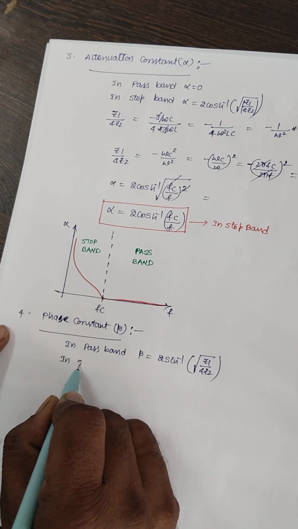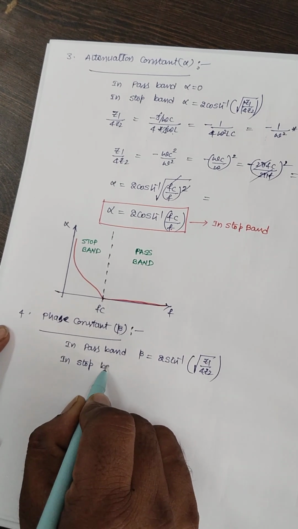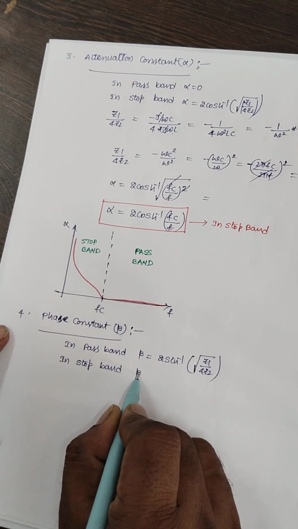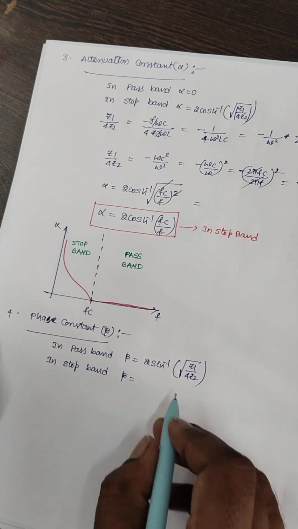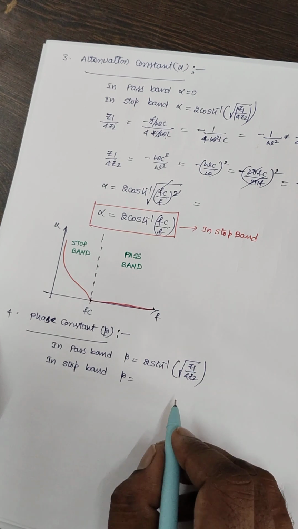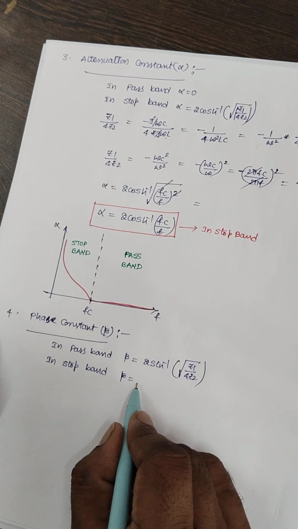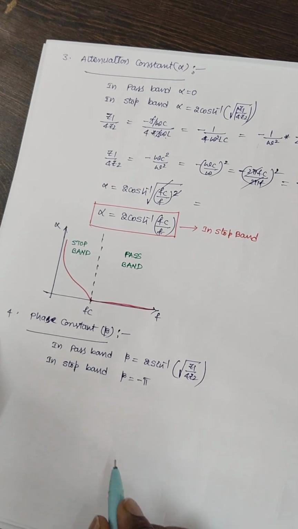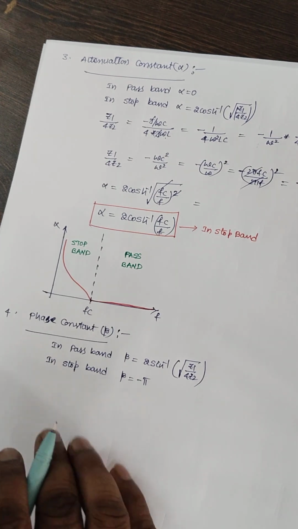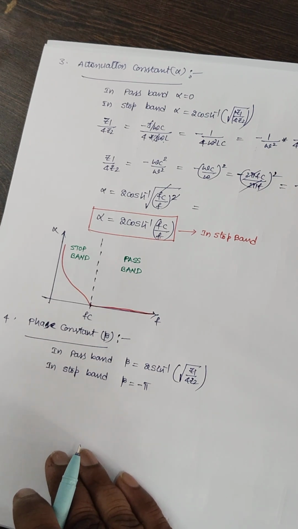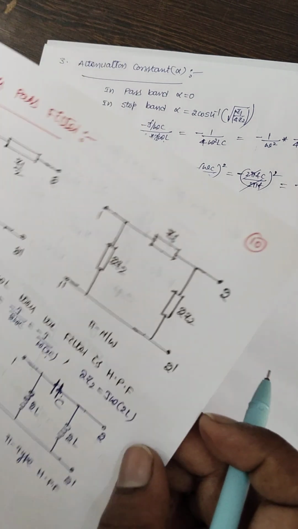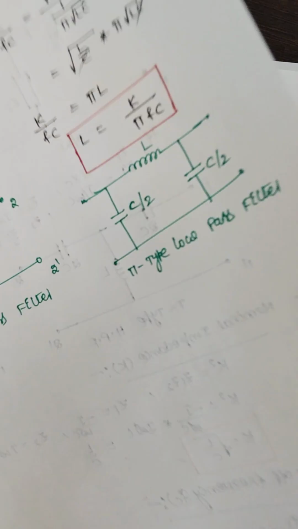In the stop band, beta is equal to minus pi here. Why is it minus pi? That we can analyze from the expression.